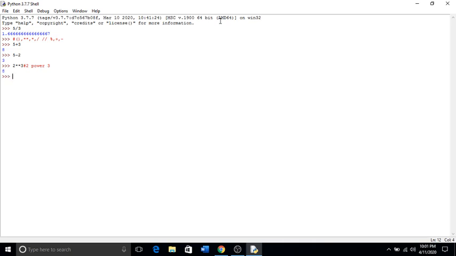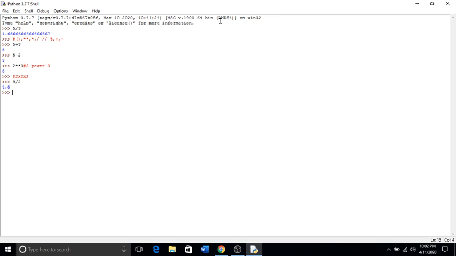That means 2 into 2 into 2, so the answer will be 8. Because of the comment, it is not executing. Then we'll go for the division. Normal division: 9 divided by 2. It will come as a float type with a decimal point, 4.5.